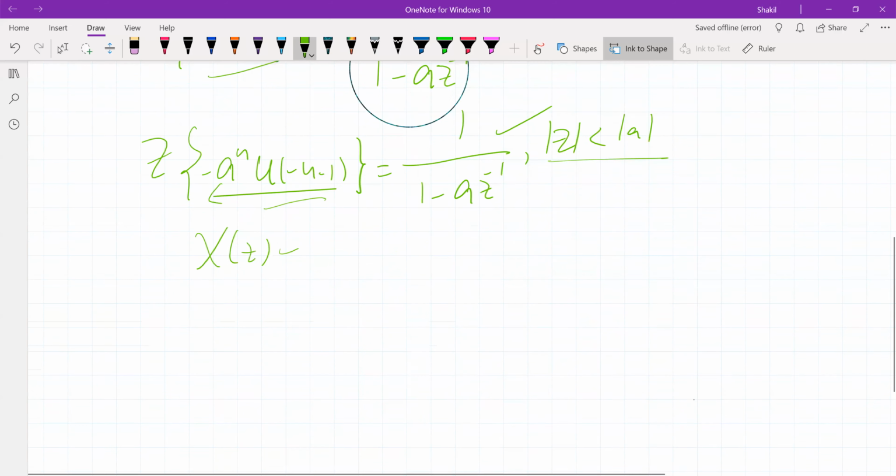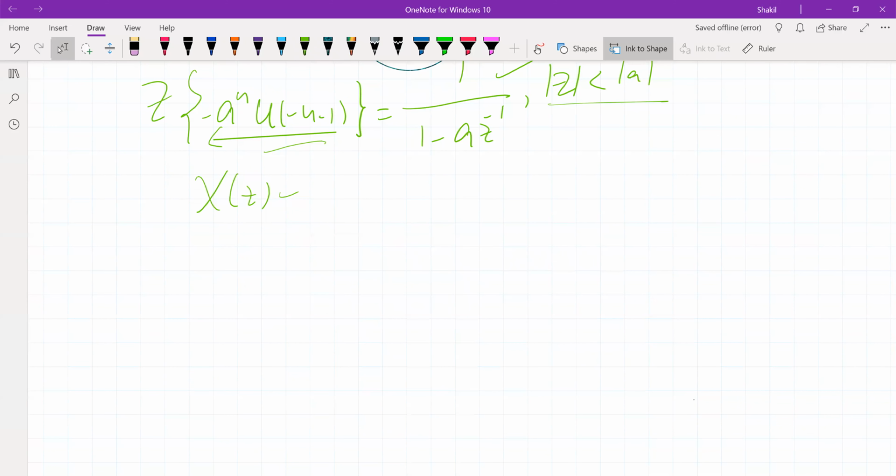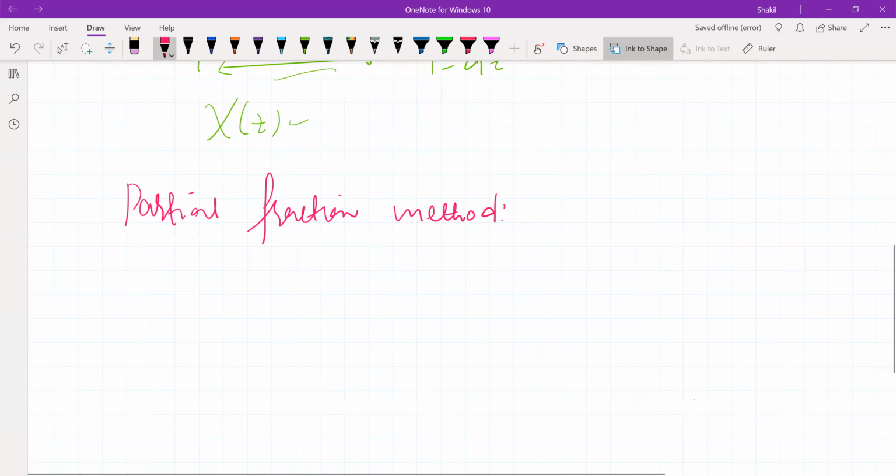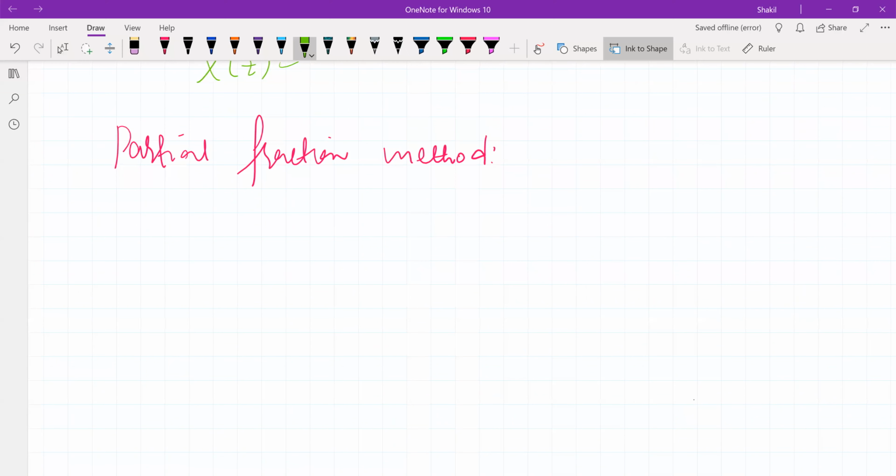Now there are several ways to obtain x of n from x of z, for example, long division method, partial fraction method, and so on. In this session we will resort only to the partial fraction method, means we will learn how to obtain x of n using the partial fraction method. There are several methods that we can resort to, and I will illustrate this by using an example.